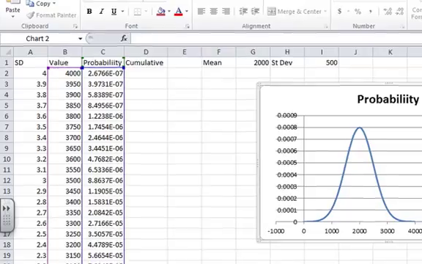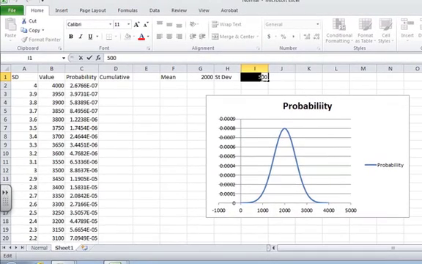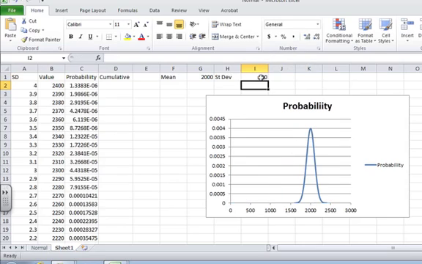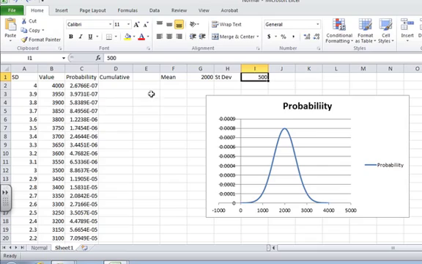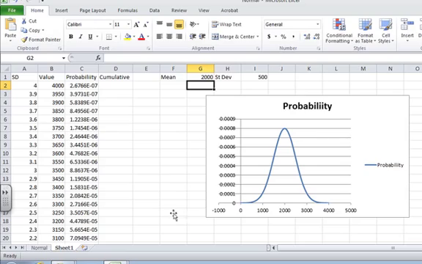And there we go. Okay, so now if we just see what happens when we change the standard deviation, make it smaller, so put it down to 100, you can see that the curve becomes very narrow because there's a lower standard deviation. And if we undo that and change the mean, it'll shift it up. Okay, and so I'll change this back to 2000. And so there's our normal curve.